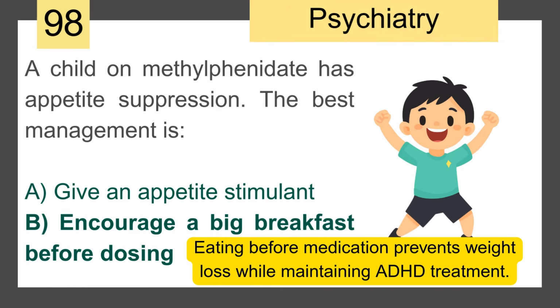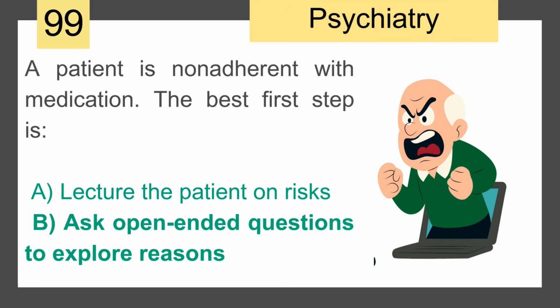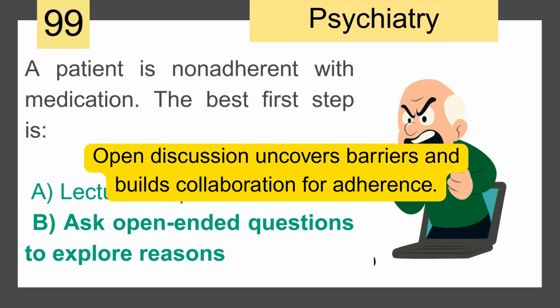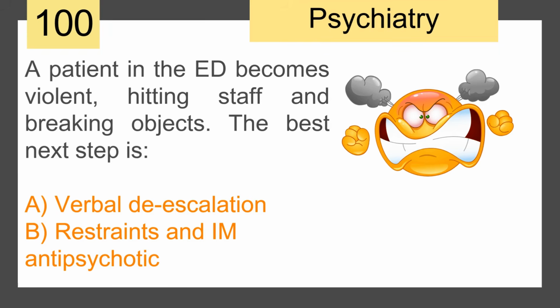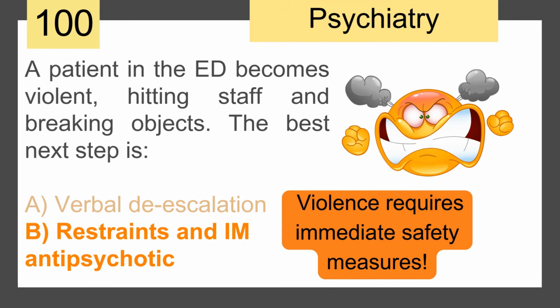Question 99. A patient is non-adherent to medication. The best first step is ask open-ended questions to explore reasons. Open discussion uncovers barriers and builds collaboration for adherence. Question 100. A patient in the ED becomes violent, hitting staff and breaking objects. The next step is, at this point, we need restraints and antipsychotic because violence requires immediate safety measures.